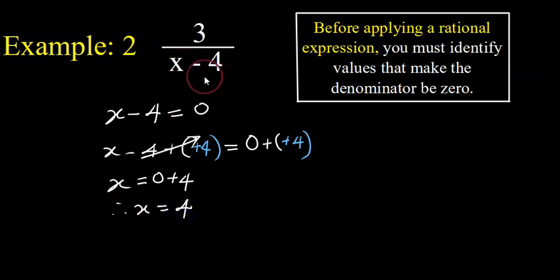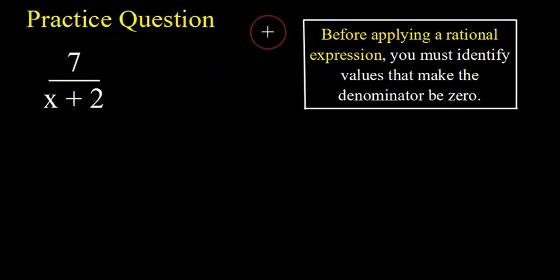Now, if this expression must exist as a rational expression, x must not be equal to 4. x must not be equal to 4. This is basically what it means for this particular concept. Get that? Look for a number that must not make the denominator 0. Let's look at the next one now.